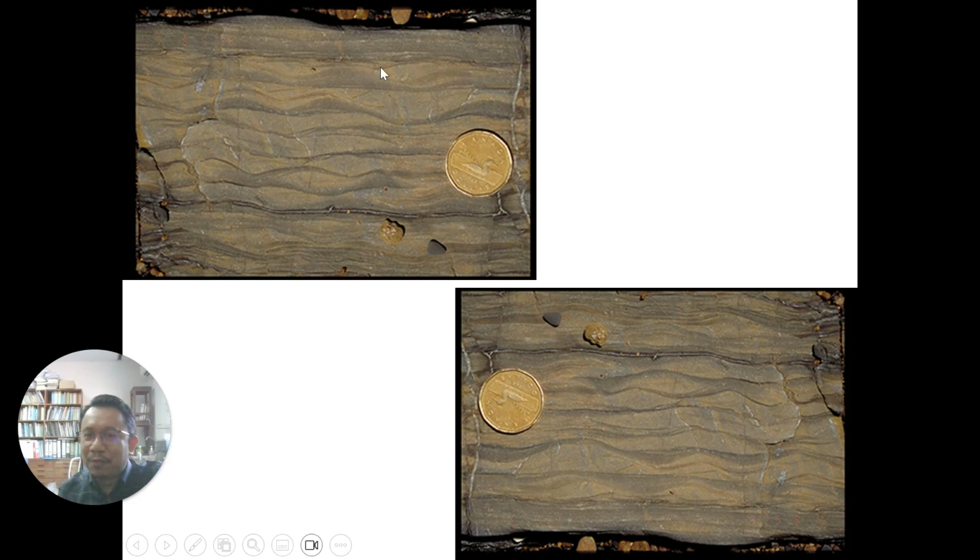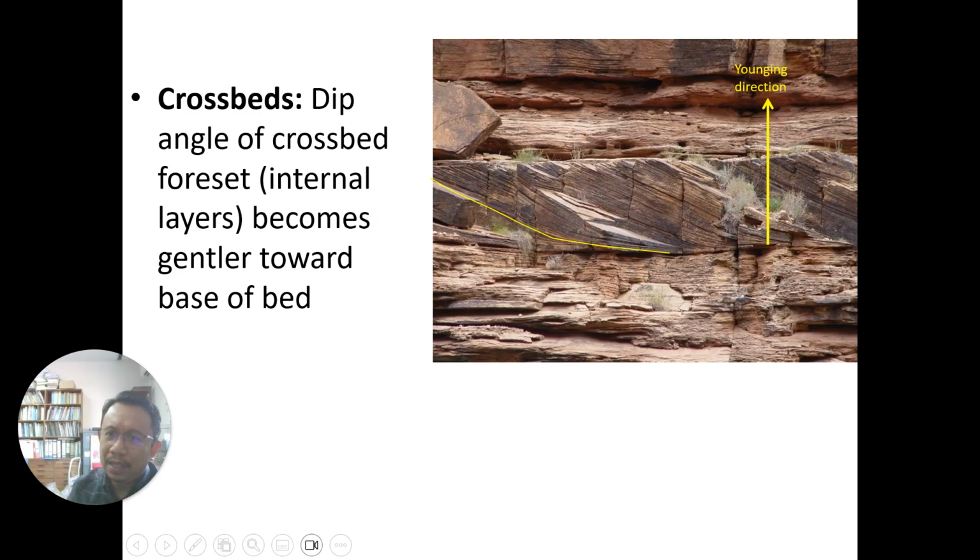Okay. So if you have overturned beds like this and you want to tell a story, you're going to be wrong because you're going to start here. In the beginning, this layer followed by this, but that's wrong, right? So that's why you need to know the younging direction. Cross beds are also very useful. Most of the time, the dip angle of the cross bed facets, these inner layers, becomes gentler towards the base of the bed like this. They're more concave upward. And that's a good younging direction indicator, right?